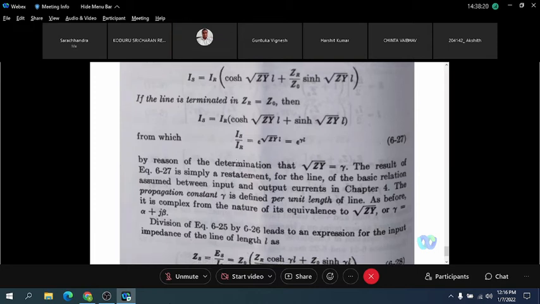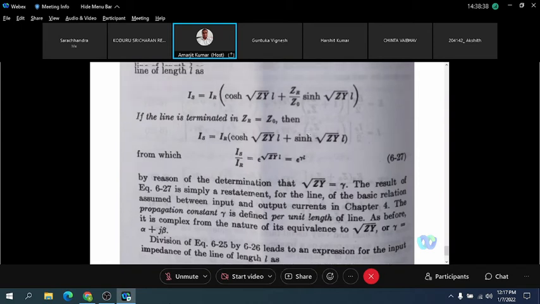And propagation constant gamma is defined as per unit length of the line. So here it is written e to the power gamma L, because gamma is defined as per unit length of the line. So for L length, it is gamma into L.